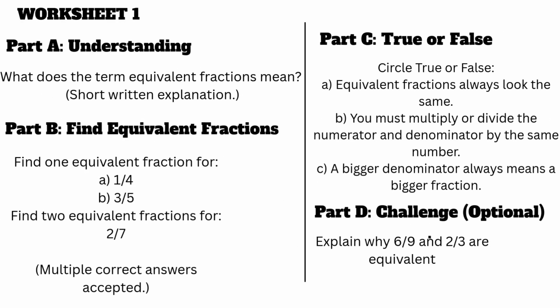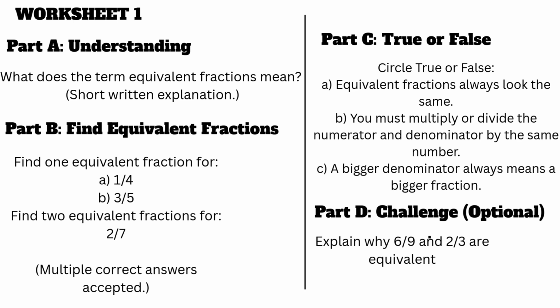All right. I put a few simple questions for you to work on, just so you can check your understanding in the worksheet. Part one is about understanding. What does the term equivalent fractions mean? It needs a short written explanation. For part B, you need to find the equivalent fractions. You need to find one equivalent fraction for 1/4 and another equivalent fraction for 3 divided by 5.